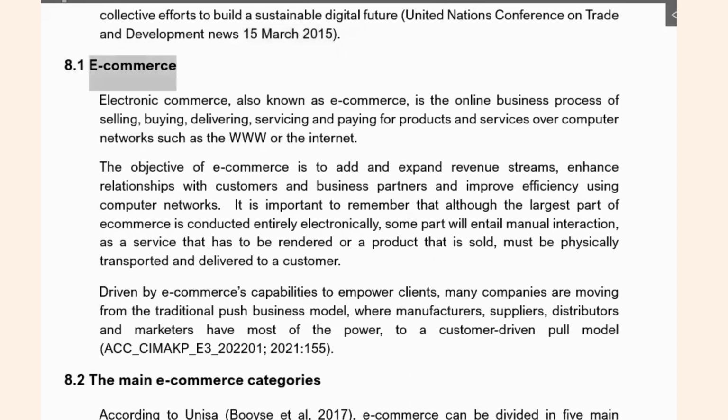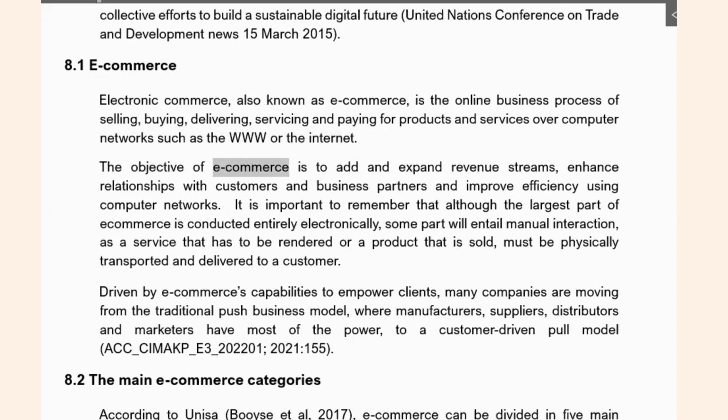8.1 E-commerce. Electronic commerce, also known as e-commerce, is the online business process of selling, buying, delivering, servicing and paying for products and services over computer networks such as the WWW or the Internet.